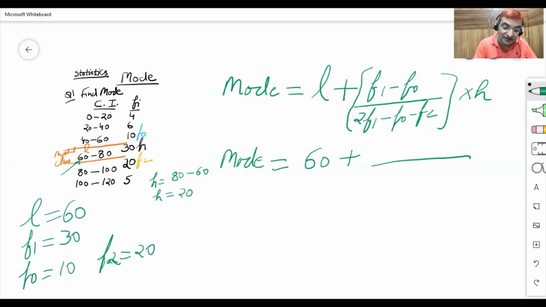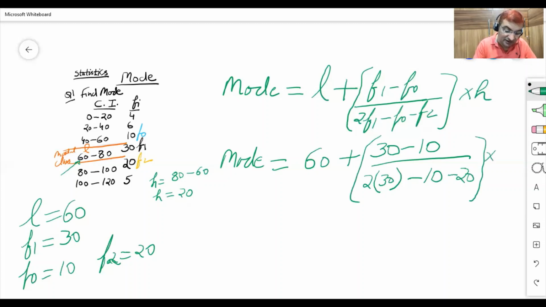Please look carefully. Here F1 will be written as 30 minus F0 will be written as 10. Then in the denominator 2 into F1, 2 into F1 means 2 into 30. Then minus F0, F0 will be 10, and then F2, value of F2 will be 20. So students, these are the values, and finally the height which we have already calculated as 20.